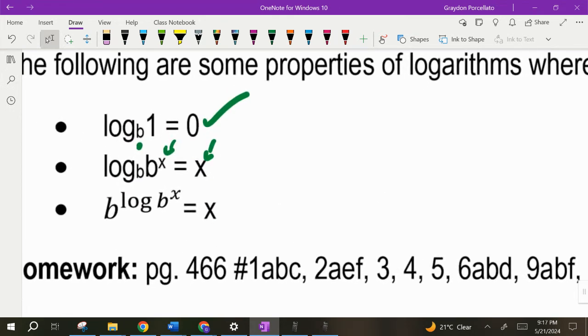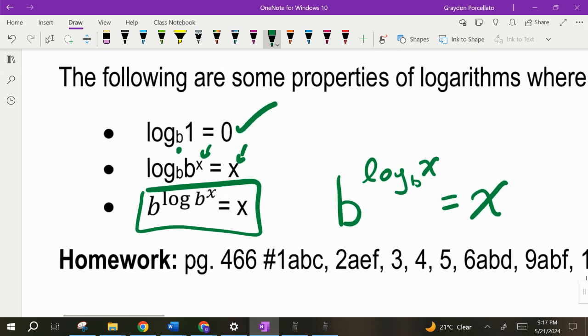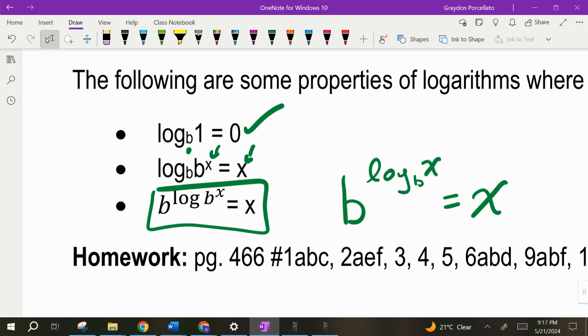And the last one is when your base and your exponent are the same thing. This one is written wrong. So this should be b to the power of log base b of x is equal to x. And that's our last example from above. So you can use those properties to help you solve.